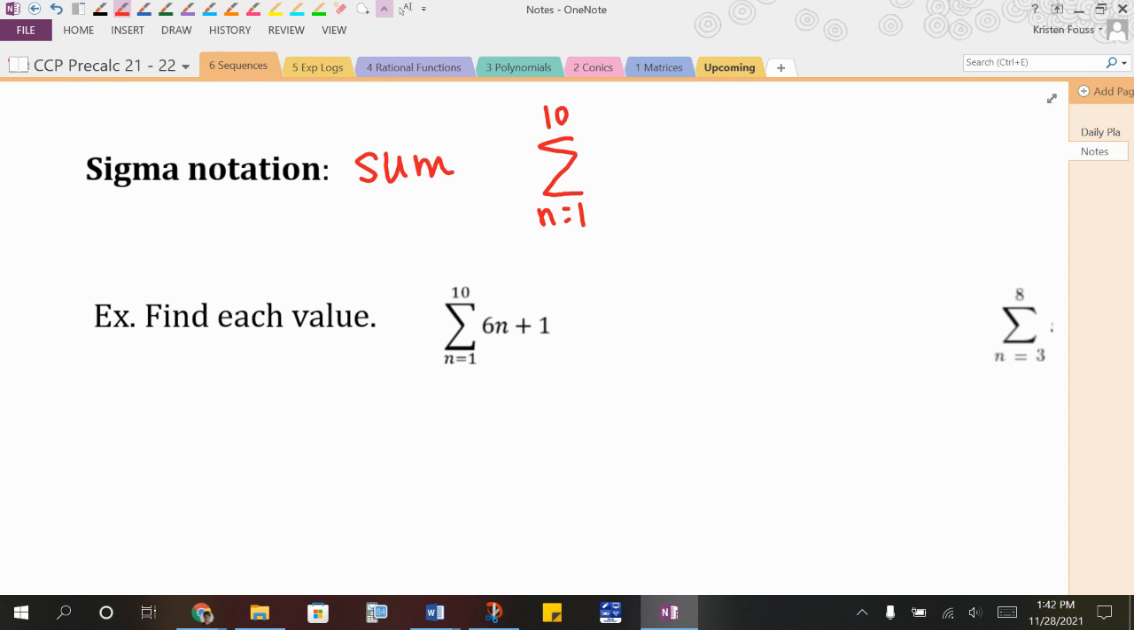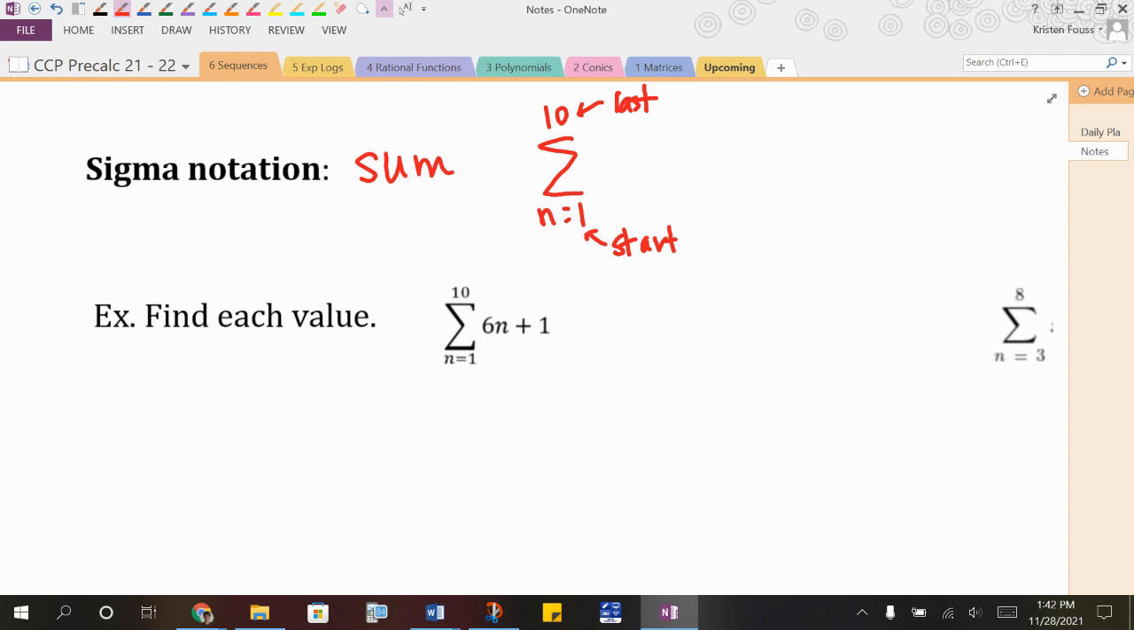So if I see something like this, that means I'm going to start by plugging in the number 1. And then I'm going to plug in the number 2 and 3 and 4 and 5. And I'm going to keep plugging in numbers until I get to the number 10. This is the last value that we will plug into our formula. Okay, so that's the basic sigma notation.